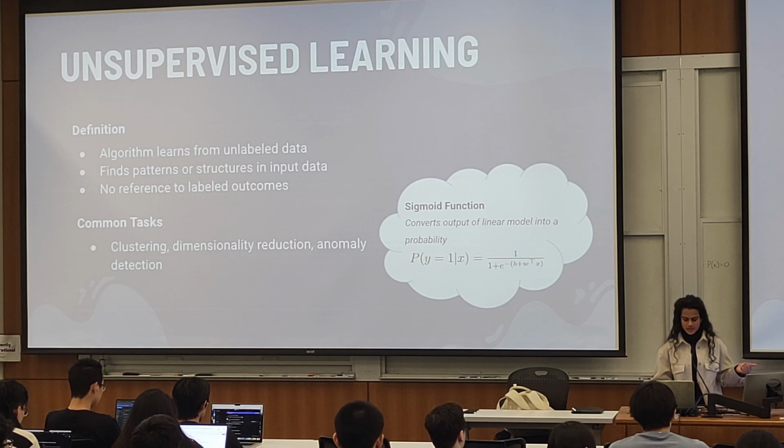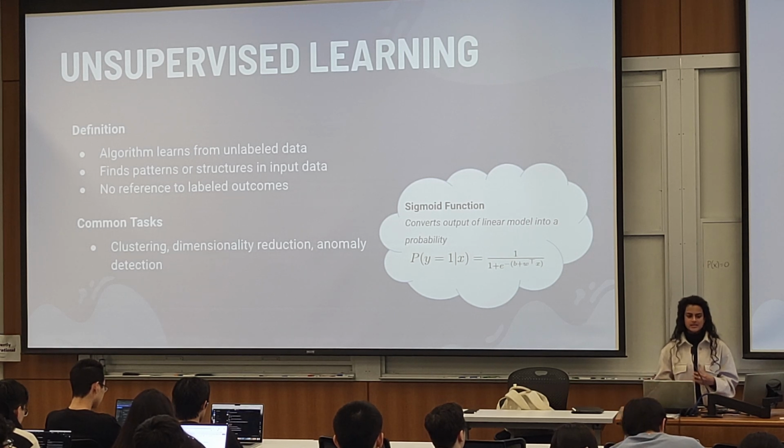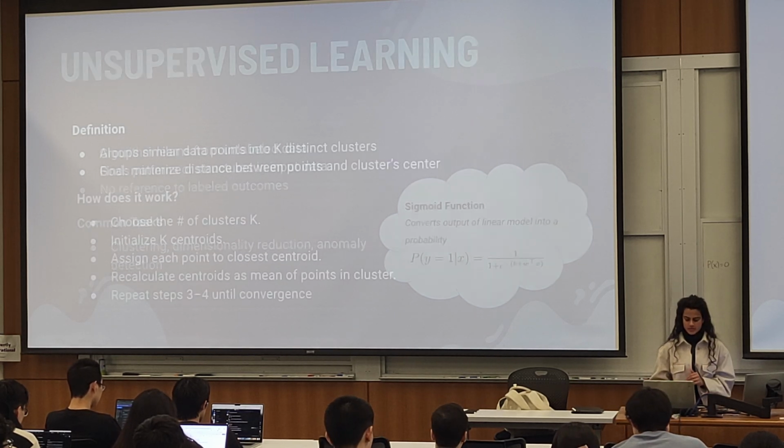And yeah, this sigmoid function is just a reminder of what we saw earlier in logistic regression. While it's not directly used in unsupervised learning, it's here to contrast how supervised methods like classification output probabilities using functions like this, whereas unsupervised models don't use those types of labels.